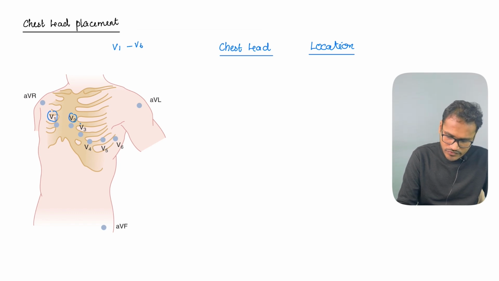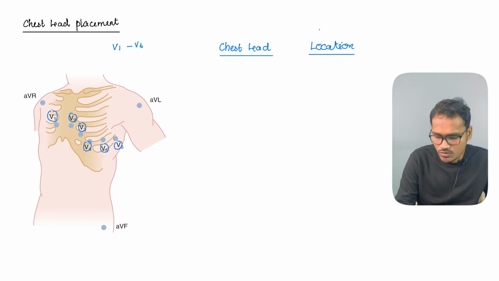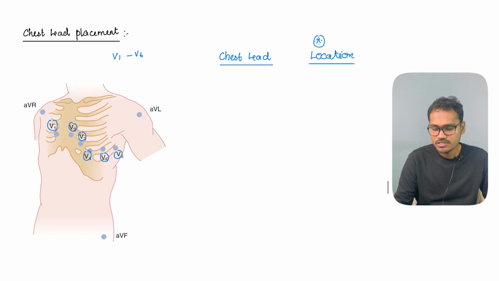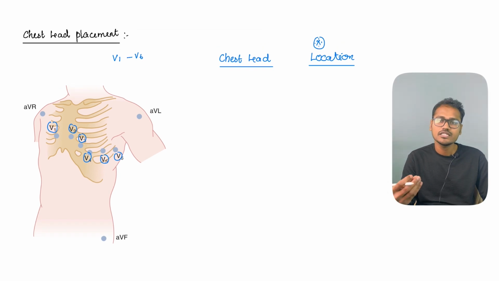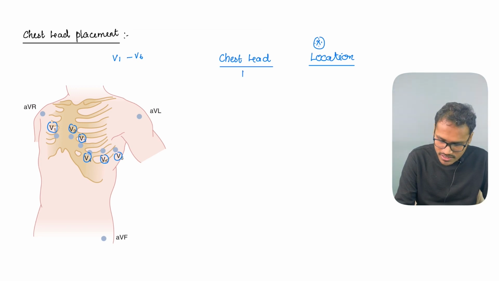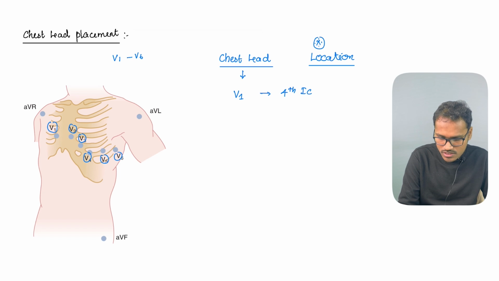V1, V2, V3, V4, V5, V6. And you have to know the exact location of these leads, because if the technician or anybody places the leads improperly, then you will get mismatched readings. So coming to the chest leads, the placement is again important. V1 is placed in the 4th intercostal space on the right side. V2 is also placed in the 4th intercostal space, on the left side of the sternum.